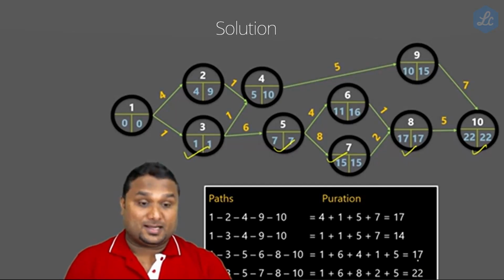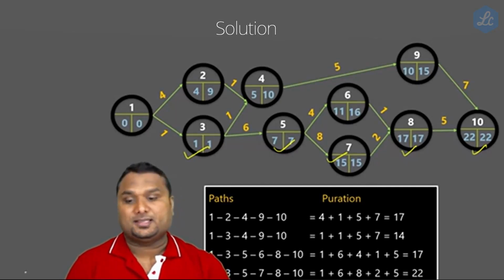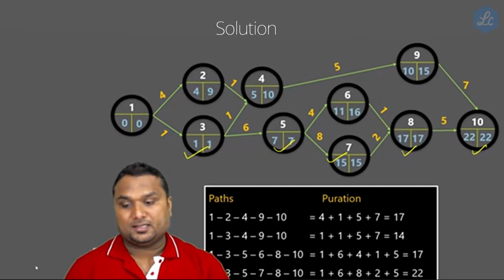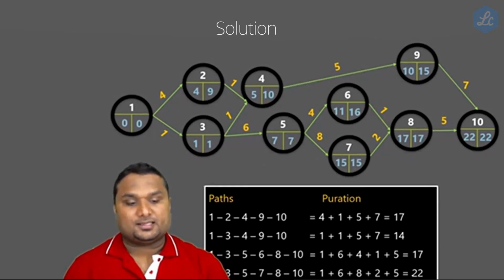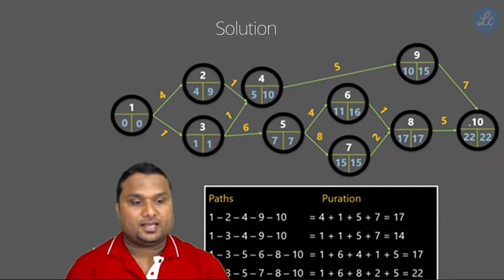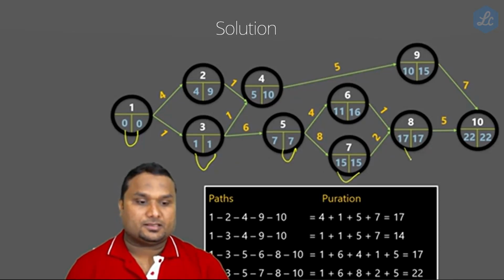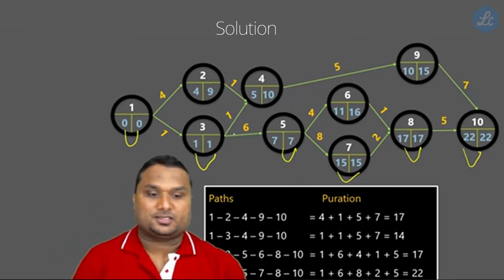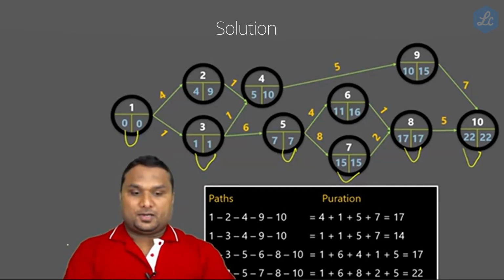Among the paths, the path which is the longest is called the critical path. So the longest path is 22. The longest path is 1, 3, 5, 7, 8, 10, which has the same values on both sides: 0, 0, 1, 1, 7, 7, 15, 15, 17, 17, 22, 22. This is called the critical path of the project.